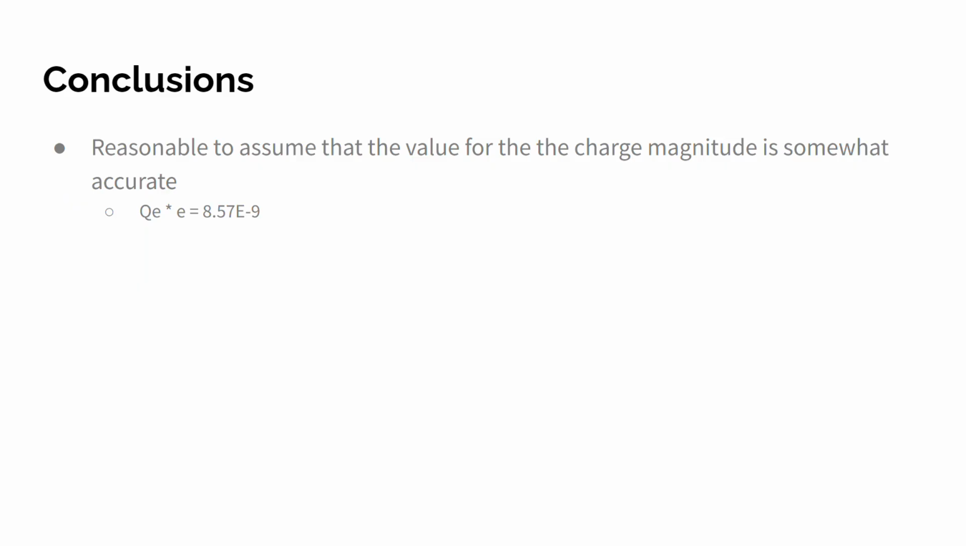It's reasonable to assume that our value for the calculation is somewhat accurate. This can be determined by taking the Q of E and multiplying that by the amount of electrons, which was very close to our value.